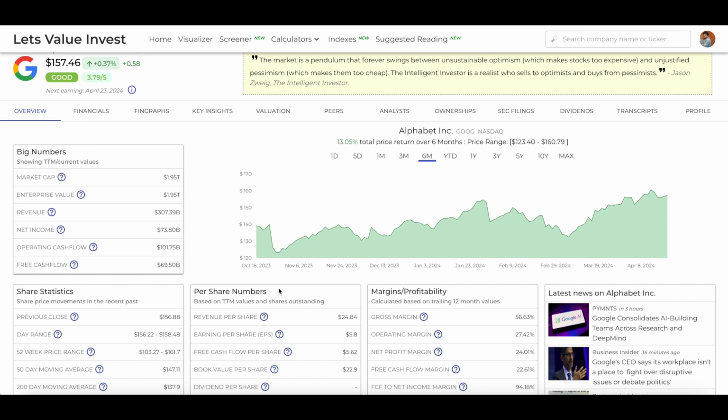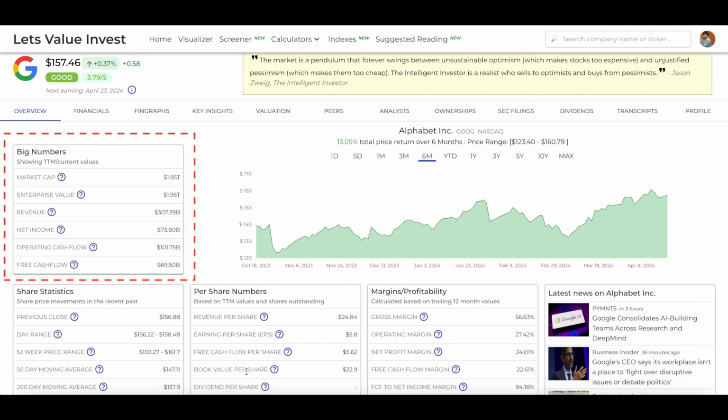Coming back to these sections, big numbers lists the big numbers associated with the stock like the market cap, the enterprise value, revenue, etc. Keep in mind that these values are current and calculated for the trailing 12 months, often referred to as TTM everywhere in LVI.